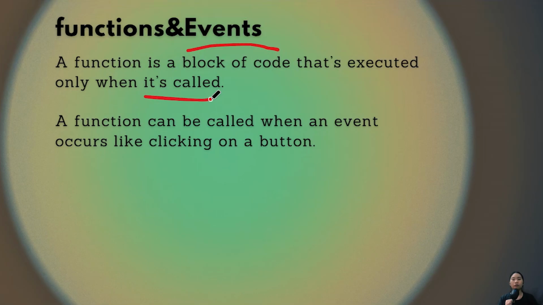And what does it mean when you call a function? I'm going to explain that in future lessons, okay? But for now, just know that the key when it comes to function is that you have to call it for it to be executed. And a function can be called when an event occurs, like clicking on a button.